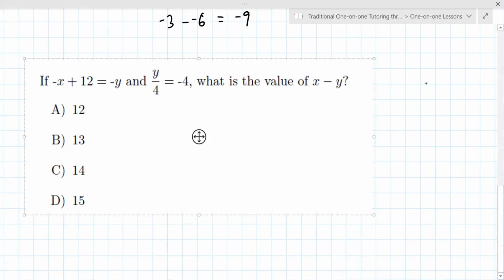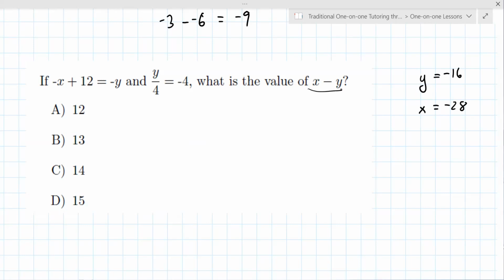So I think y equals -16. Okay, and x equals -28. Okay. So what is your final answer for x minus y? -44. Is that one of the answers that's here? No. No, so that's not good. So let's take a look at it together here.